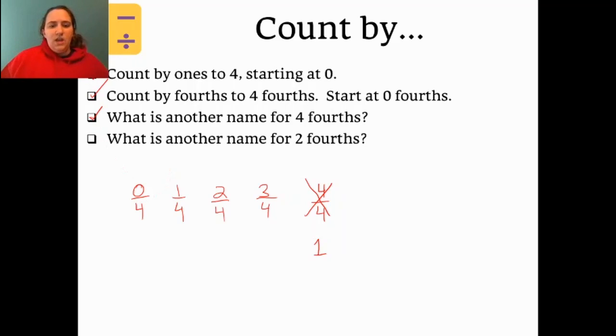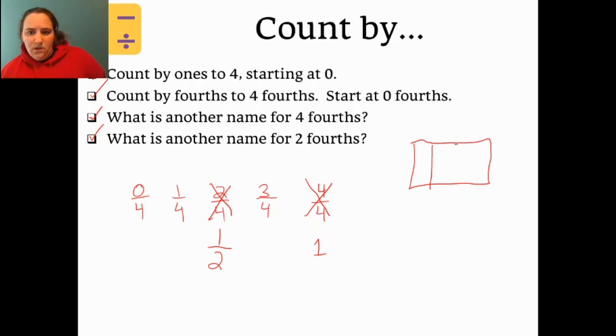And then what's another name for 2 fourths? Well, 2 fourths, that's really just 1 half, right? So, if we had a shape that was like this, and we go 1, 2, 3, 4, and I shaded in 2 fourths, that's half of the shape, right? That's 1 half. And so we can say 1 half instead of 2 fourths because they're equivalent fractions. But instead of saying 2 fourths this time, we're going to say 1 half. And then again, 0 fourths, that's just 0.